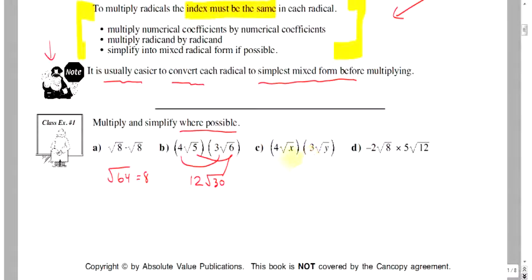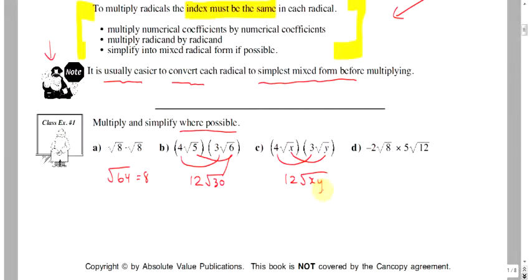This is totally different, right? I don't have numbers here. I have letters. Or is it? Do they have the same index? Yes. That means, can I multiply them? Yes. What's 4 times 3? 12. What's x times y? Dannon? Very good.